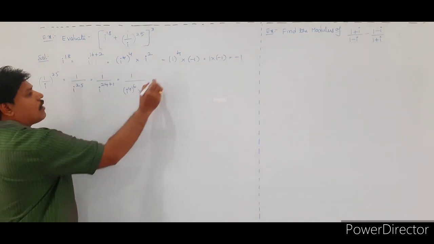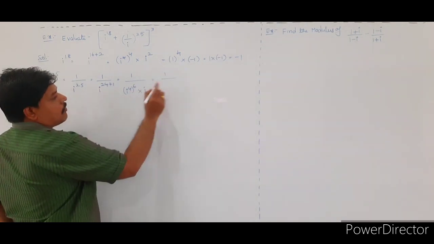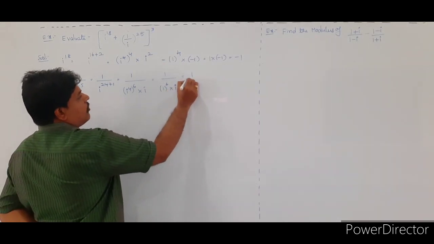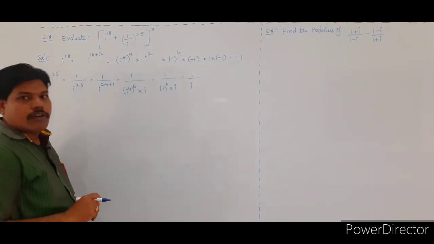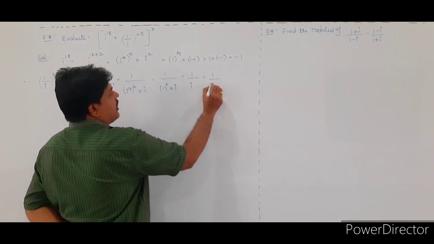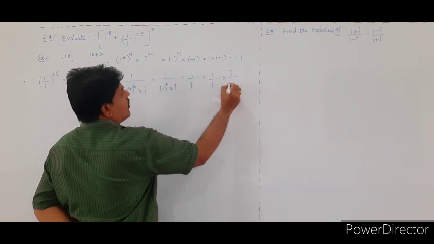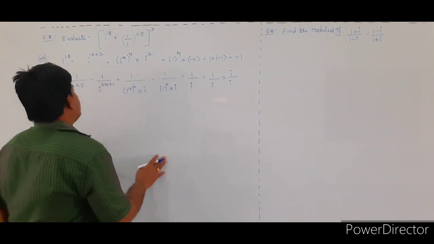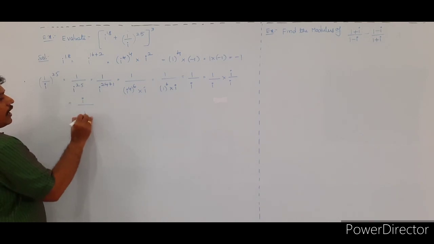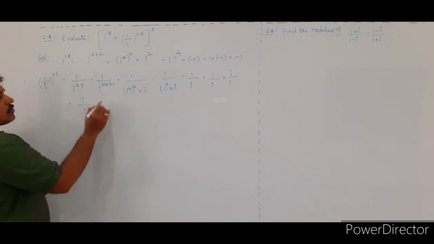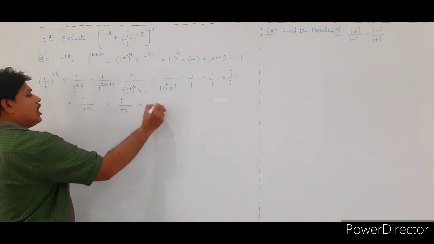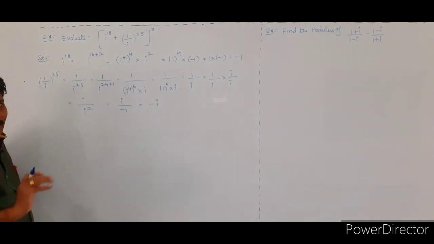So what happens to this value? i^4 is 1, so 1^6 into i, and this value becomes 1/i. If 1/i is there, you have to multiply and divide with i. So that is equal to i by i square, and i square is minus 1, so it becomes minus i.